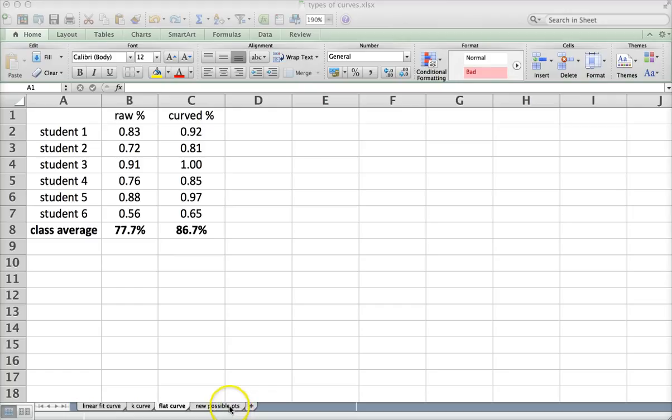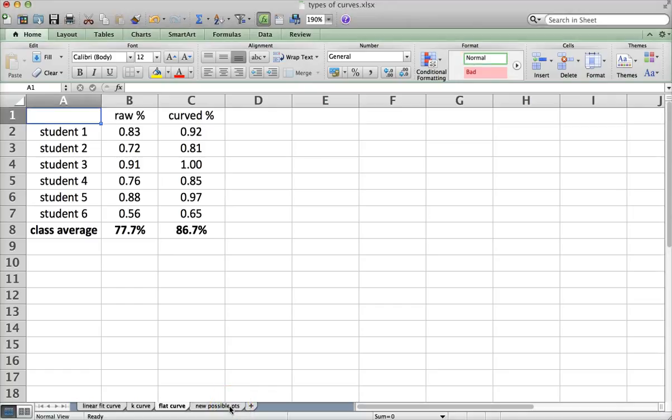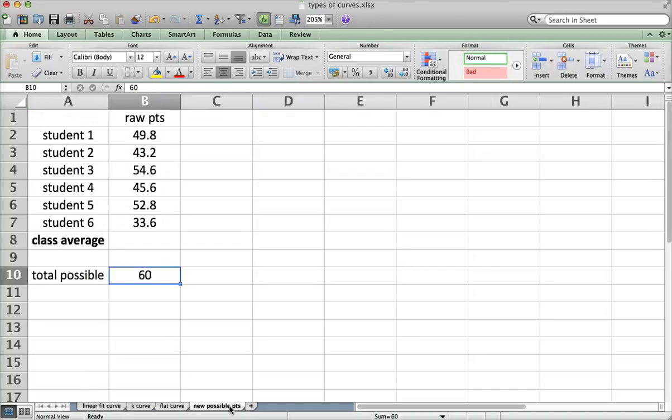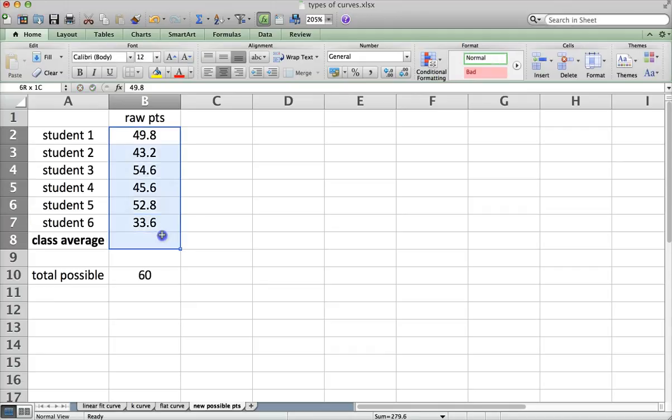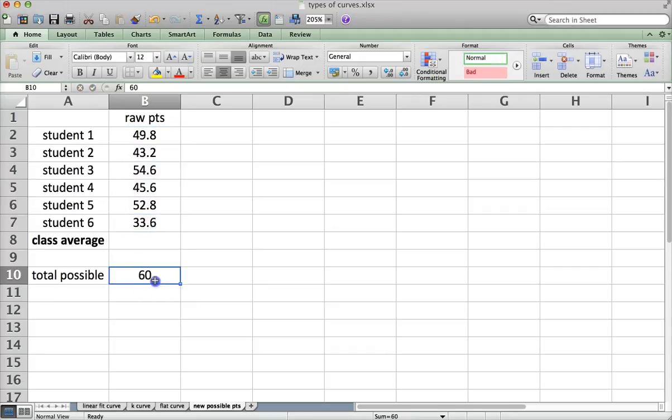There is another curve, which is you change how many possible points there were on the test, divide by a smaller possible points. But I really avoid this because it gives more bump to the students who did well and less bump to the students who did poorly. So I don't do this, but here's how it works. So here are the points students earned on the test. The total possible points was 60, right?